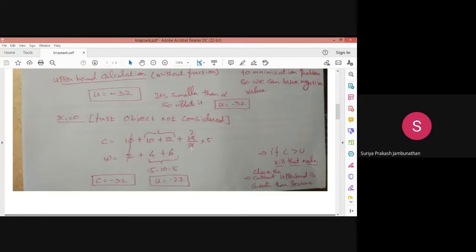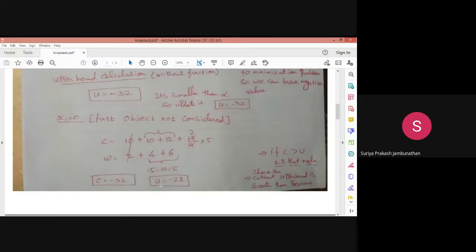Okay. So on this side what we are getting, 8 divided by 9 into 5. Because the remaining amount is 5, and the total cost for putting the fourth object is 9, it's not possible to take the fourth object. So what we are taking, 5 kg from the fourth object. So 2 into 18 divided by 9 into 5. So 2 into 5 we are getting 10. So 10 plus 12 plus 10, that is the cost. 10 plus 12 is the upper bound. So 10 plus 12 we are getting minus 22. 10 plus 12 plus 10 we are getting minus 32. So this is the cost and upper bound for the answer when you are not considering the first object.